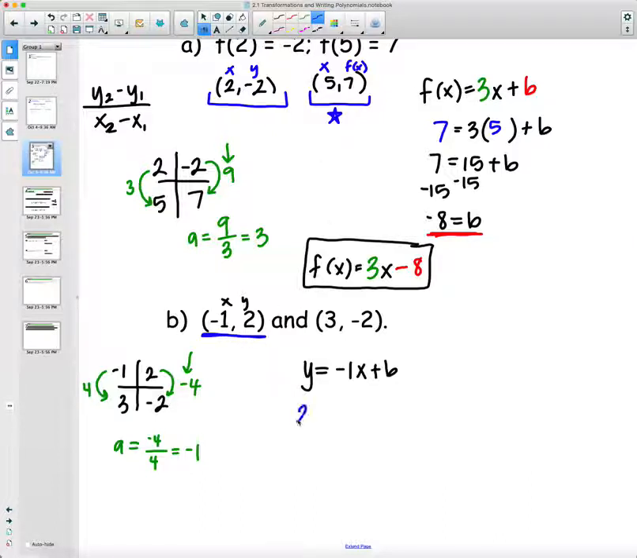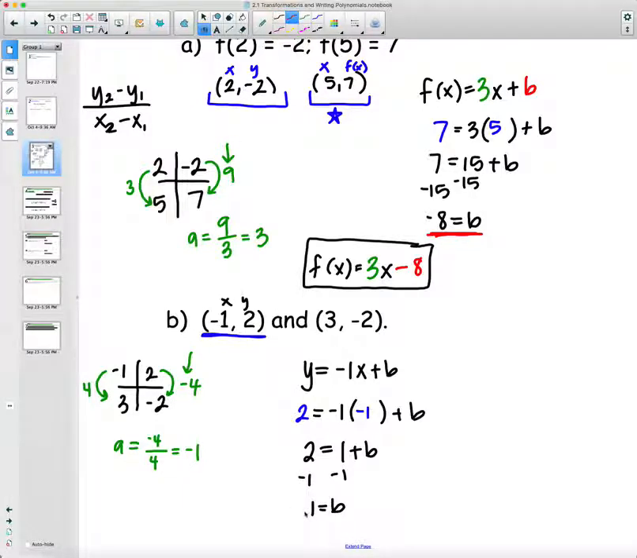So the y value is 2 equals negative 1 times the x value plus b. So the x value of this ordered pair is negative 1. So then we end up with 2 equals negative 1 times negative 1 is 1 plus b. Subtract 1 from both sides, and you get 1 equals b.